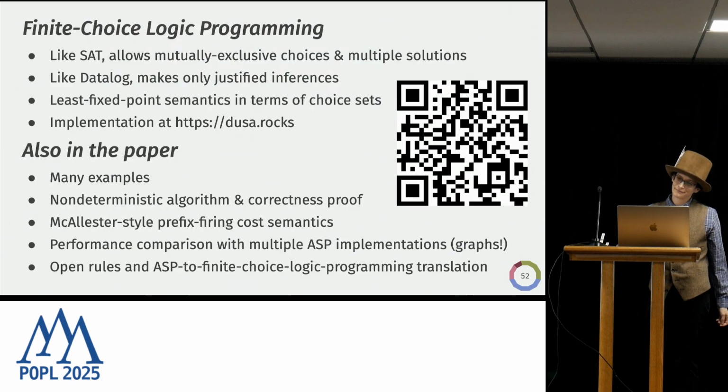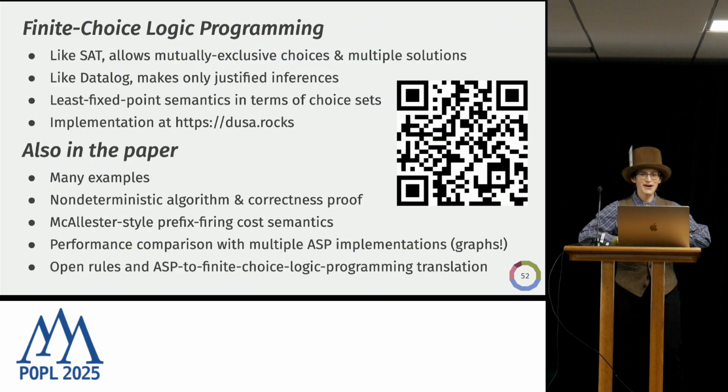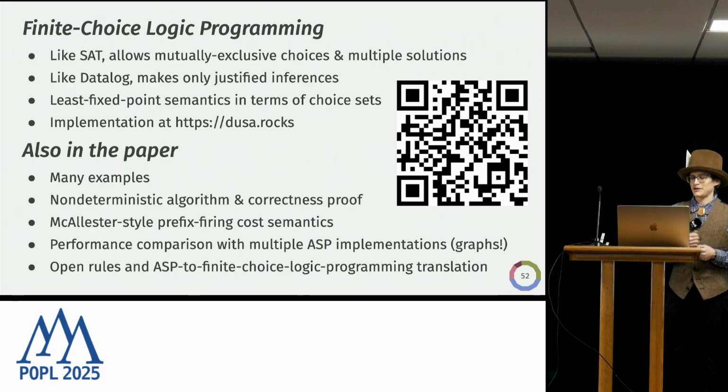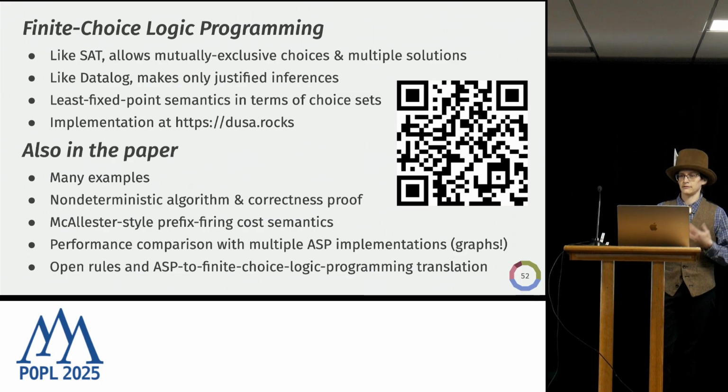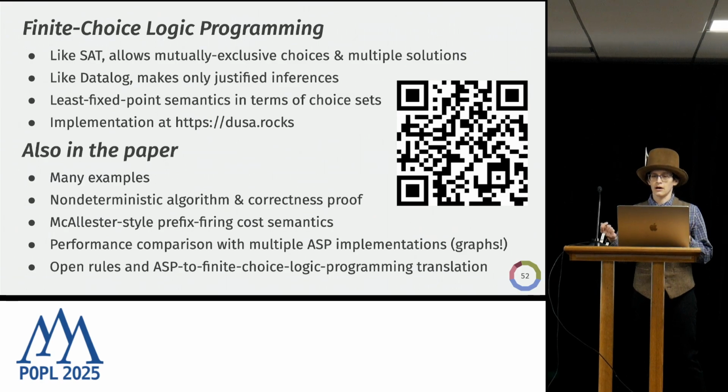Cool. Okay, so now, for real, in conclusion, finite choice logic programming unifies the strengths of datalog and Boolean satisfiability, generalizes answer set programming, and enjoys the least fixed point semantics in terms of these choice set structures. And we're excited about this approach to representing and exploring possibility spaces, or sets of possible worlds defined by shared sets of rules that produce them.